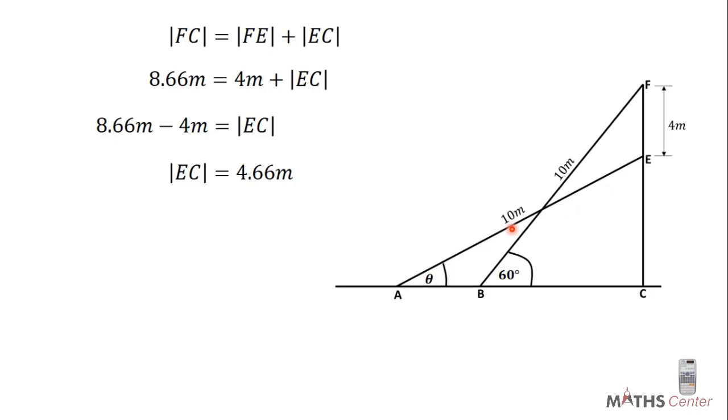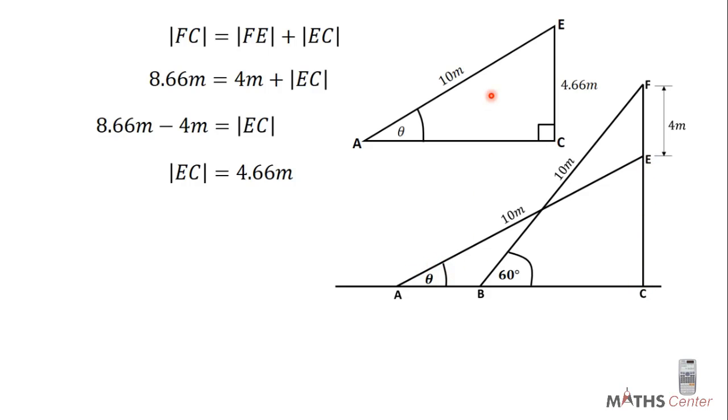So we now have AE and we now have EC. So we can find theta. If you draw this simple right angle triangle for triangle AEC, we can see that AE is 10 meters, EC is 4.66 meters. Using these two sides, we can find theta. Now look at something. EC is opposite to theta and AE is the hypotenuse. So we have opposite and we have hypotenuse. So we are going to use sine.